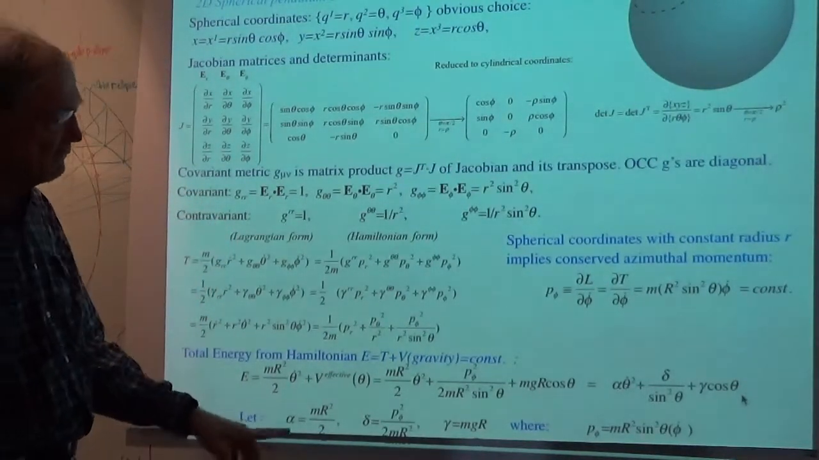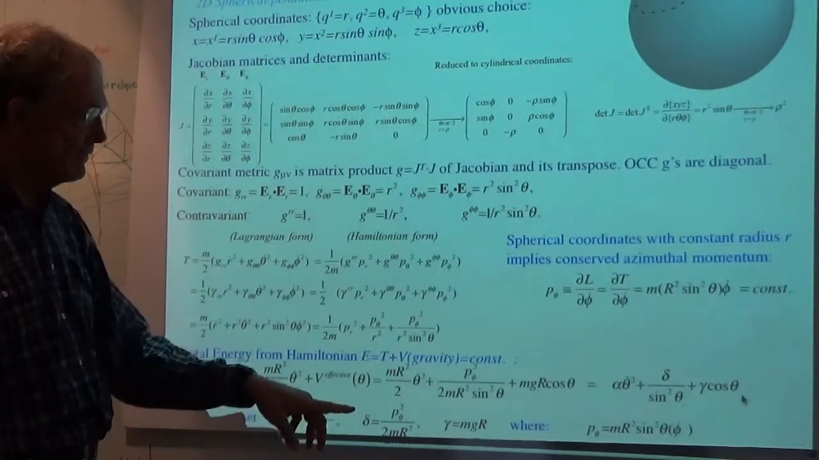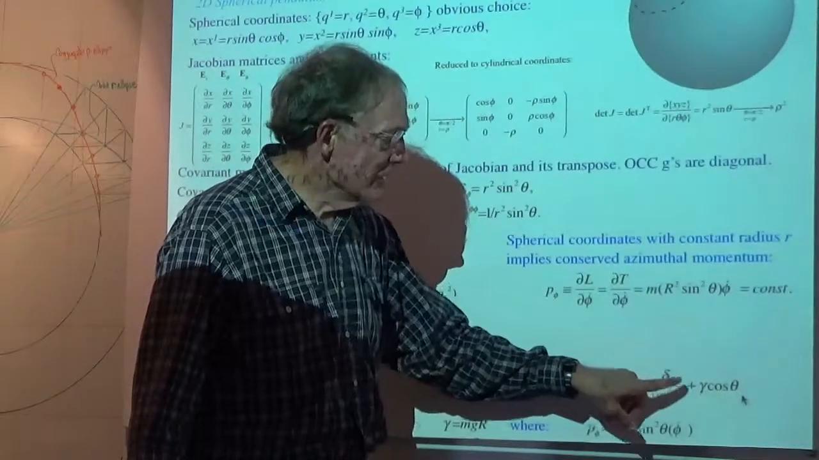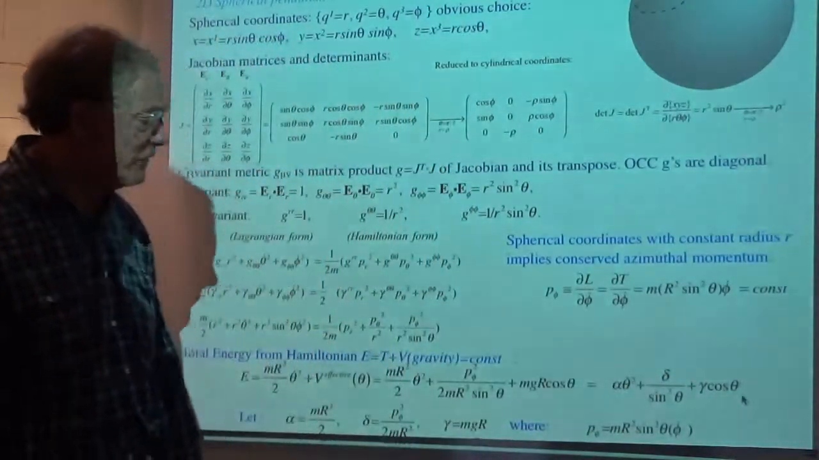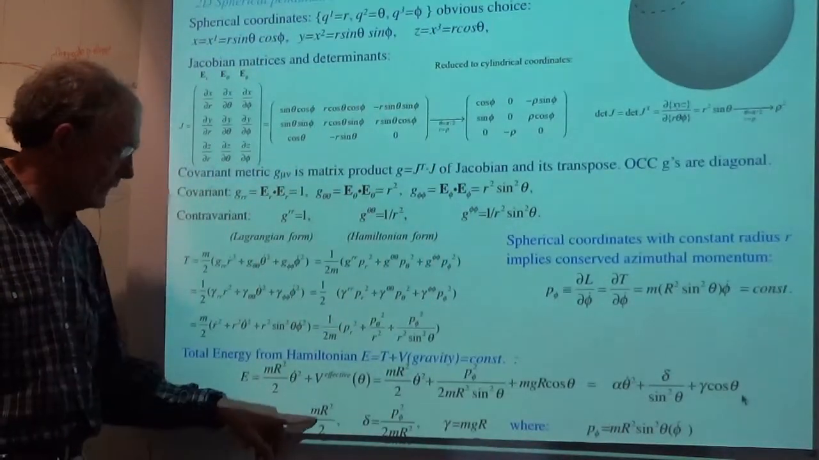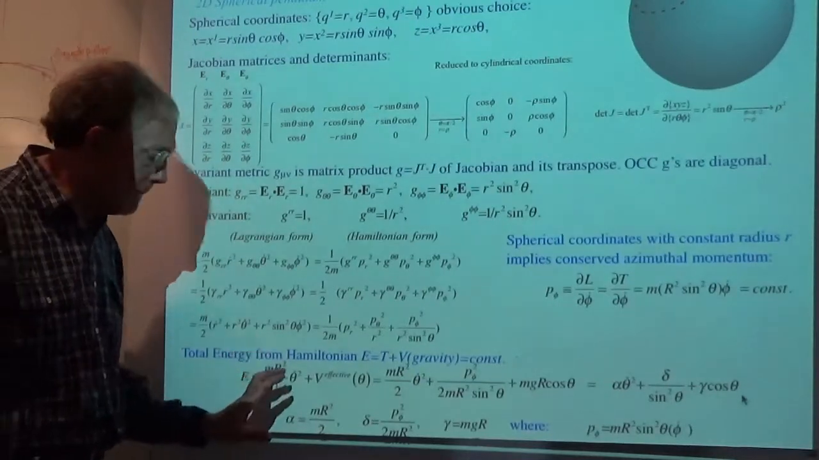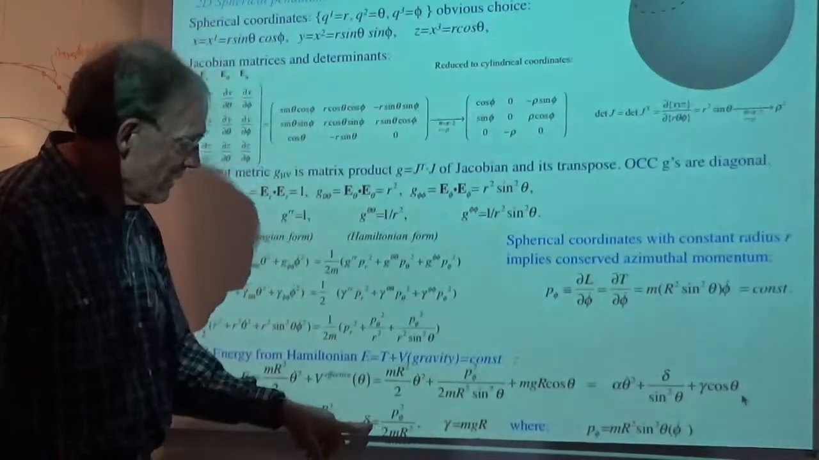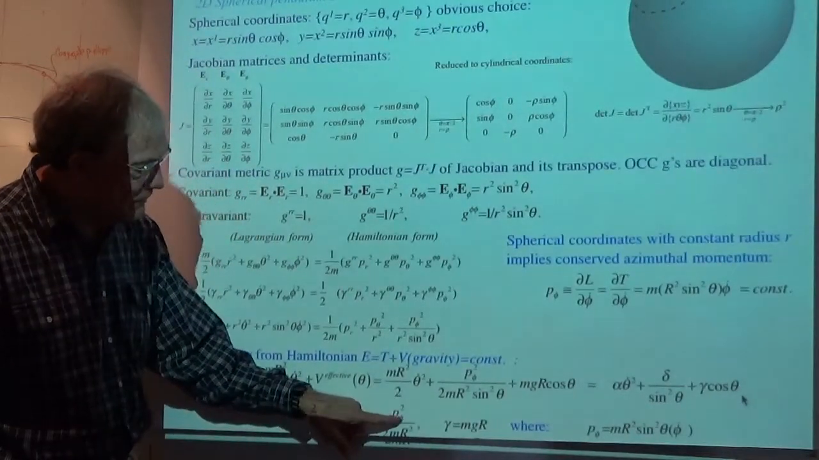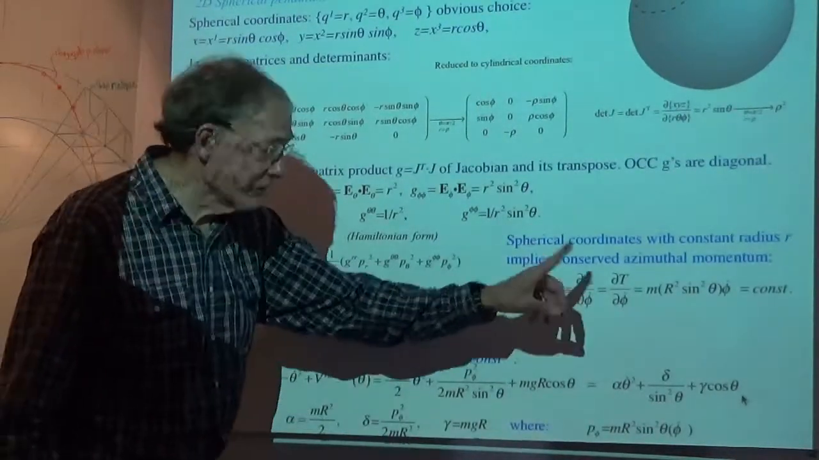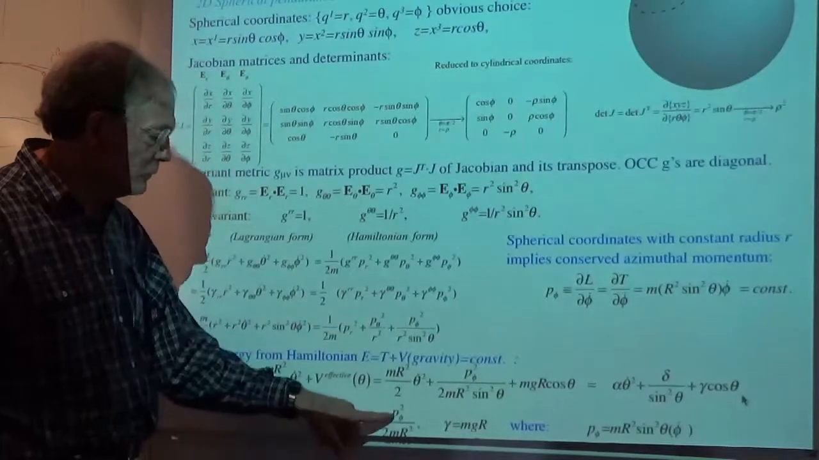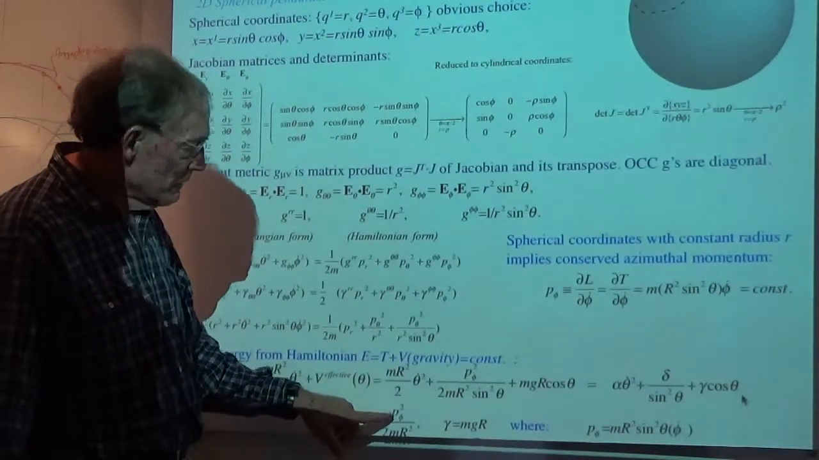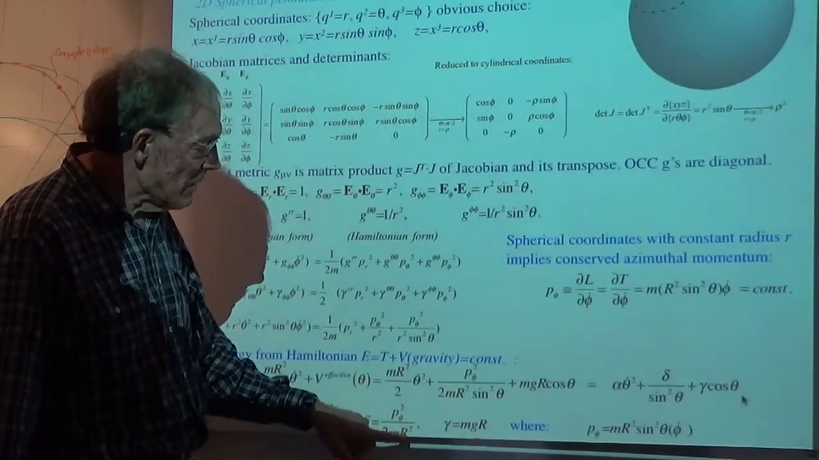Anyway, I'm going to define some coefficients here. I'm going to try to write this thing with just alpha, delta, and gamma coefficients, where alpha is just the m r squared, that's a constant. The delta is, looks like not a constant, it's got p phi, but we've already said p phi is a constant. So that's what we're going to do. We're just going to call delta the p phi squared over 2 m r squared.